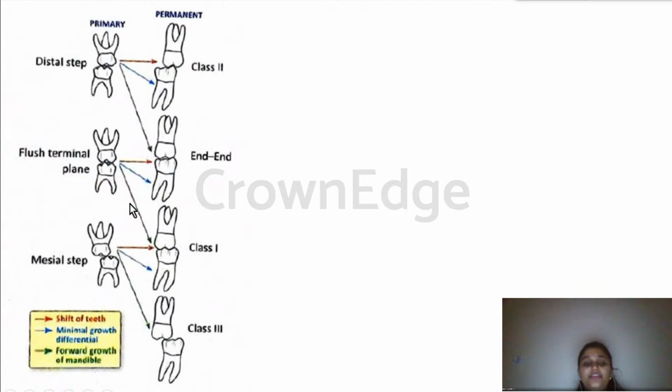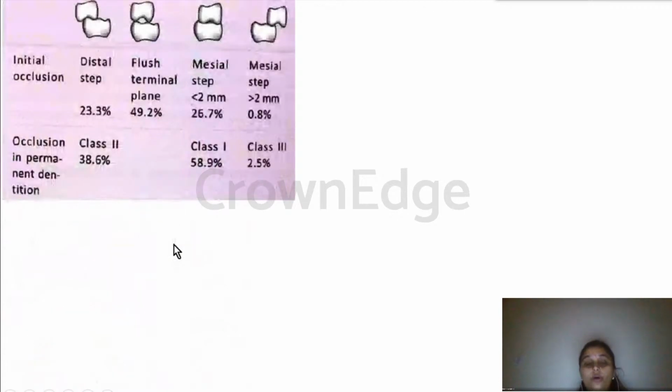Which is how much percentage of the time? Less than 60% of the time. Okay, we need for class. What is primarily very important to us, if it is a mesial step, then you're sure with the shift of the teeth and minimal growth, it leads to a class 1. But however, if it is more than 2 mm, this is another table that I have.